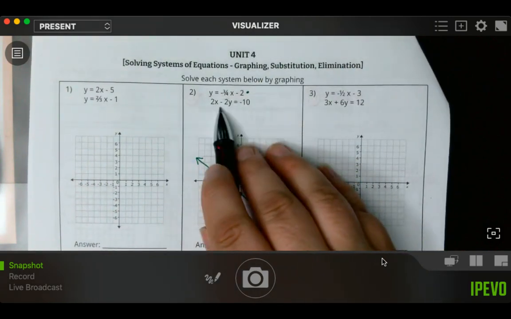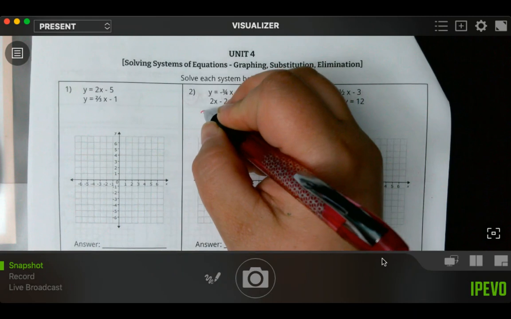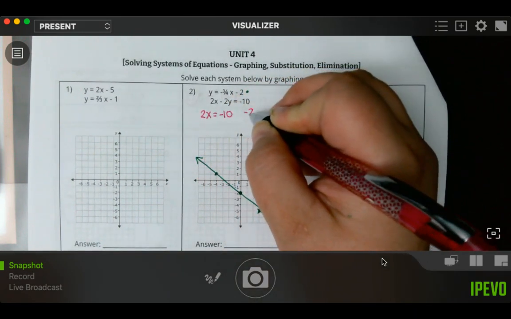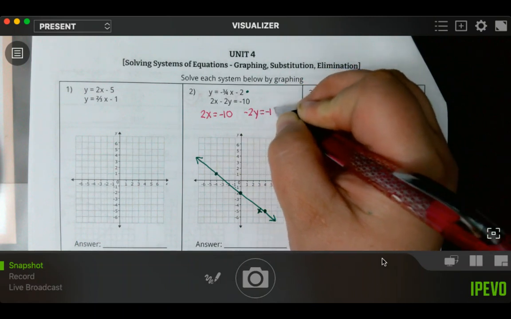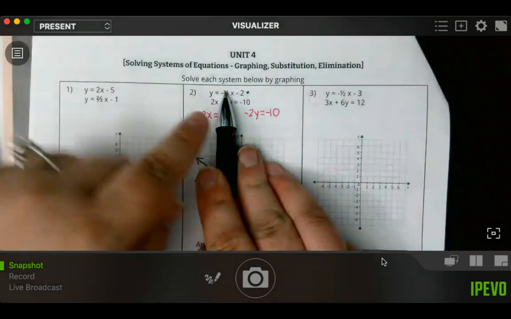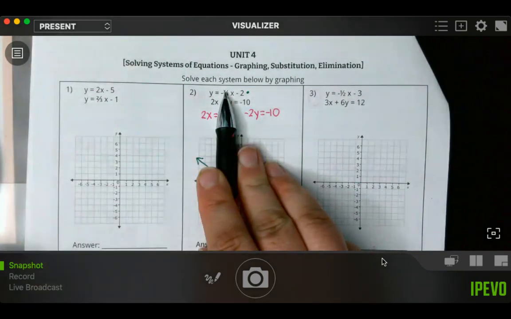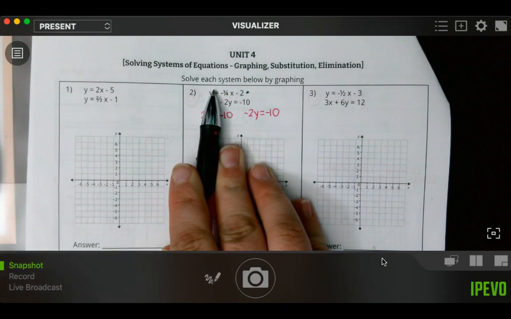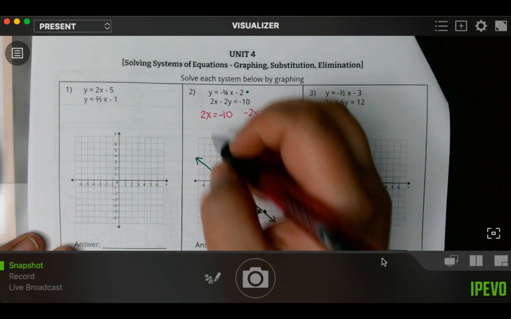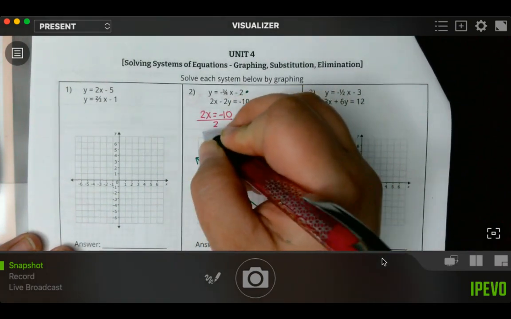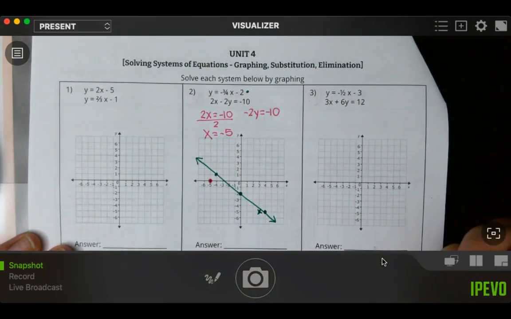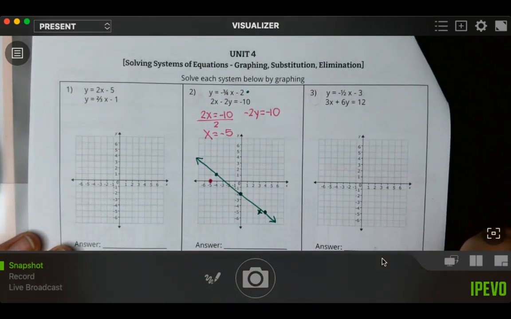So this one isn't y equals. So what I have to do is find the intercepts by doing 2x equals -10 and -2y equals -10. So I'm basically covering up the y spot. That's where my 2x equals -10 comes from. Then I cover up the x part, and that's where my -2y equals -10 comes from. Then, over here, I divide by 2, and I get x equals -5. So I go to the x-axis and put a point at -5.